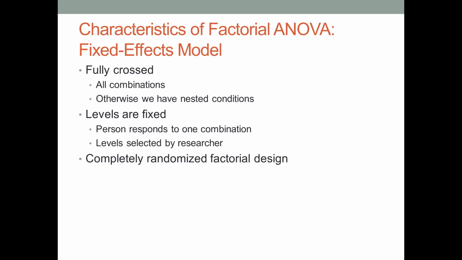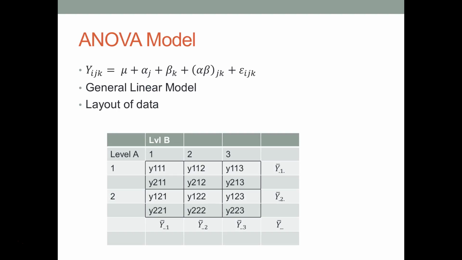Ideally, we would love to have a completely randomized factorial design. So let's take a look here at the model. We went through this model in class. I'll go over it in a little more detail in a second. But we went over it last time with just a main effect of A, or a one-way analysis of variance. But we have Y sub ijk equals mu, the grand mean, plus alpha, the effect of being in factor 1, plus beta, the effect of factor 2, plus alpha times beta, which is just the interaction effect, plus error.